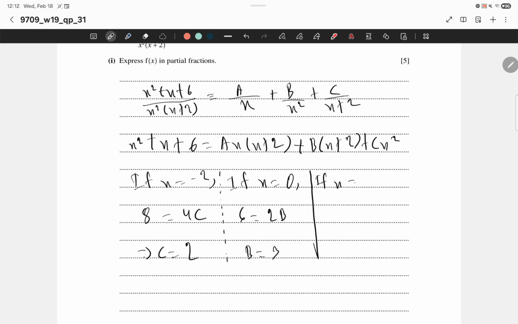Then we just need one more value. Let's take 1. It will be 8. So 1 plus 2 is 3. 8 times 1 is 8, so 3a plus 3 times 3, plus 2 times 1 square is 2. We just write that. So 8 is equal to 3a plus 11.